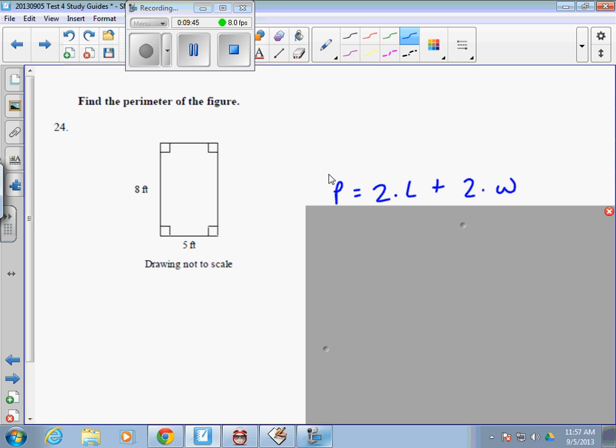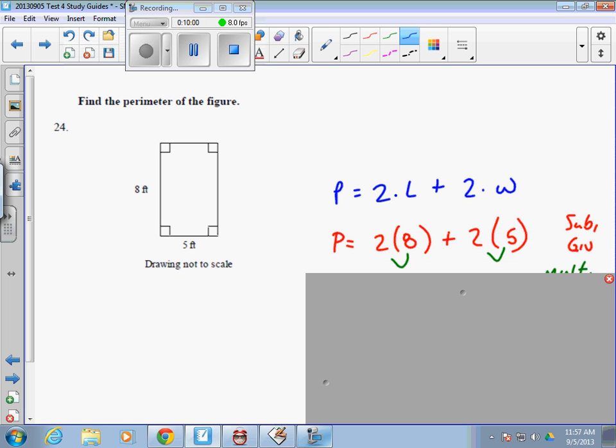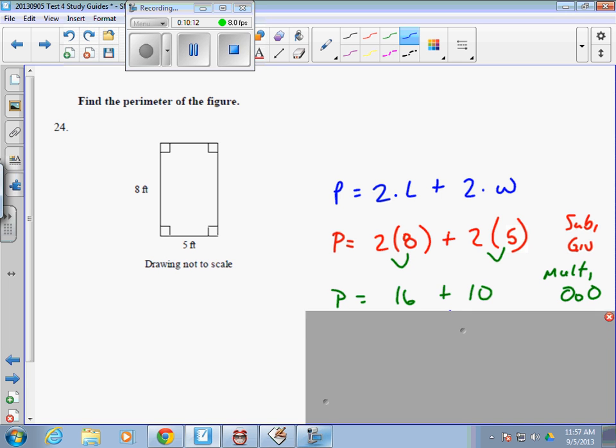When you find the perimeter of a rectangle, the lengths on both sides are the same. So 8 feet on the left would be the same 8 feet on the right. 5 feet on the bottom would be the same 5 feet on the top. So your perimeter is 2 times the length plus 2 times the width. It doesn't matter which one you call length and which one you call width. The longer one's usually the one I choose to put in for width. In this case, it's 8. So 2 times 8 plus 2 times 5, the width. That's just substituting in given values.